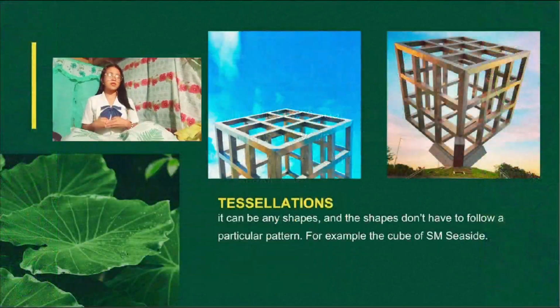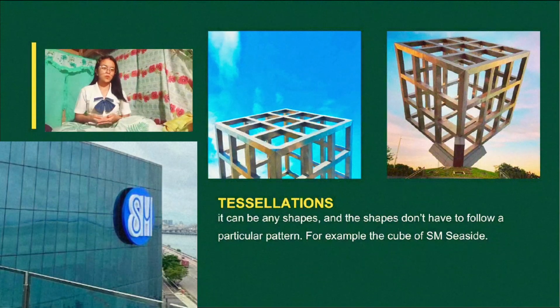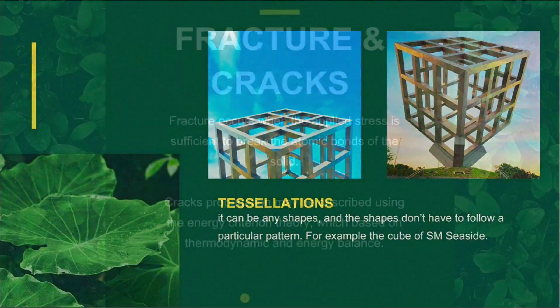So here are the examples I captured of tessellation forms. The SM Seaside cube, which has a three-dimensional form, is the best example of tessellation. In this example, identical cubes fit perfectly together without gaps or overlaps. This extends the concept of tessellation from 2D to 3D space.